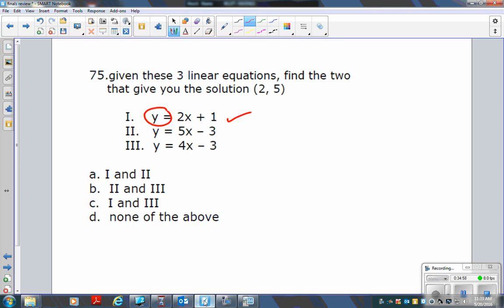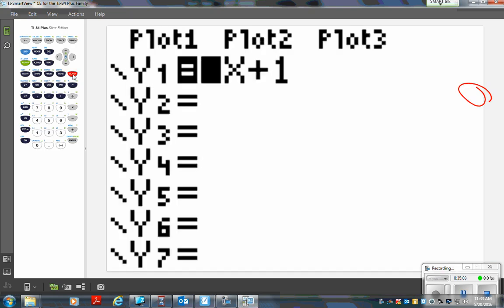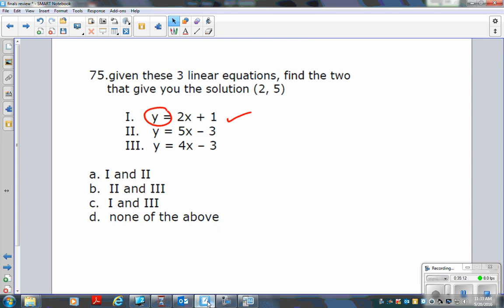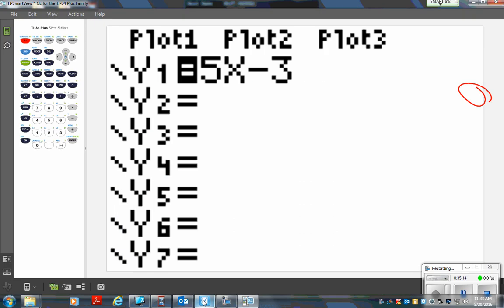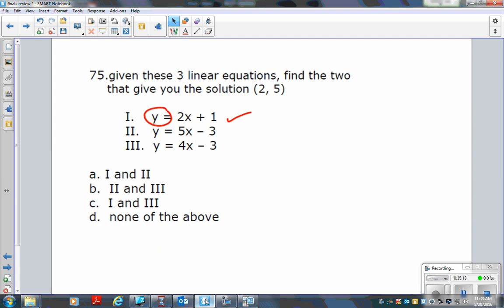How about 5x minus 3? It does not. And the last one is 4x minus 3. It does. So the ones that have 2, 5 is just 1 and 3.